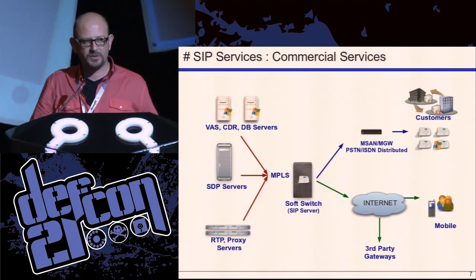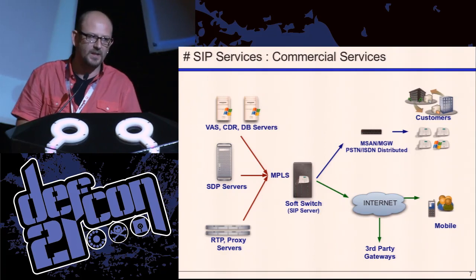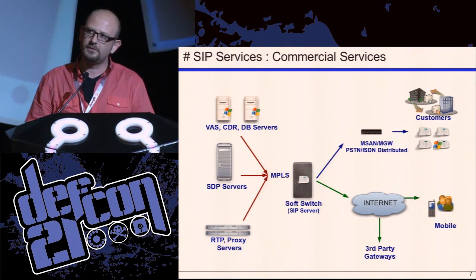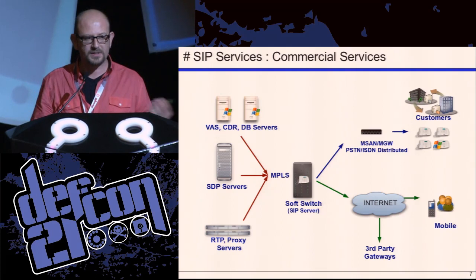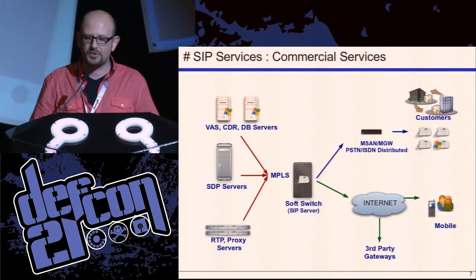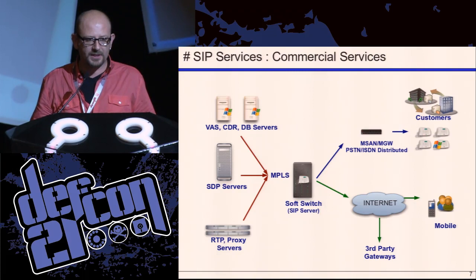By the way, commercial services are completely different. This is a sample next generation network infrastructure. The SIP server, also known as the soft switch, is the heart of this infrastructure. STP servers, and other servers such as VAS, DBI or CDR, should be connected with soft switches. Also, MSAN devices and media gateway devices should be implemented for endpoint termination.